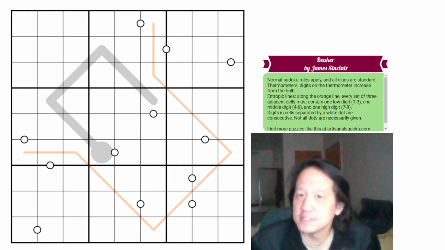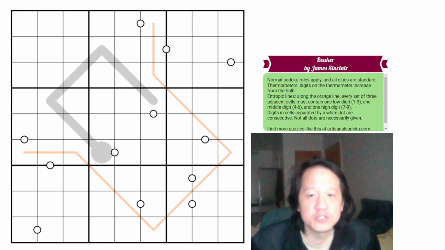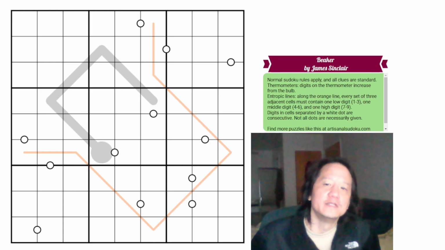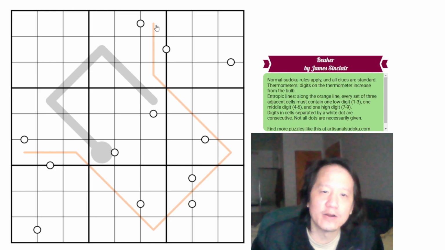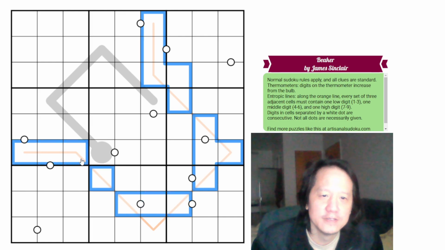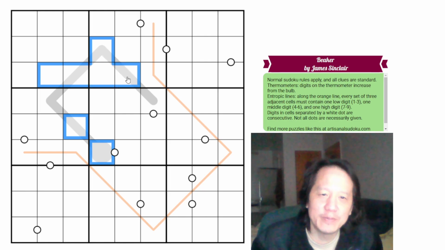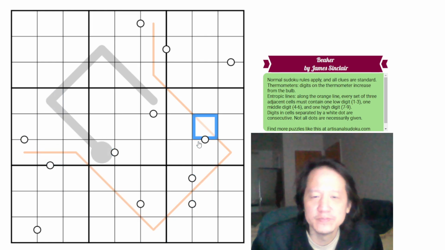And take that easiness with a grain of salt because it's considered easy by the people on the Logic Masters Germany forum, and there's a lot of really smart people there. Today's puzzle is called Beaker by James Sinclair, and we have a nice little beaker here with, I guess it's a thermometer. I'm not sure what this part is, but we have a beaker here.